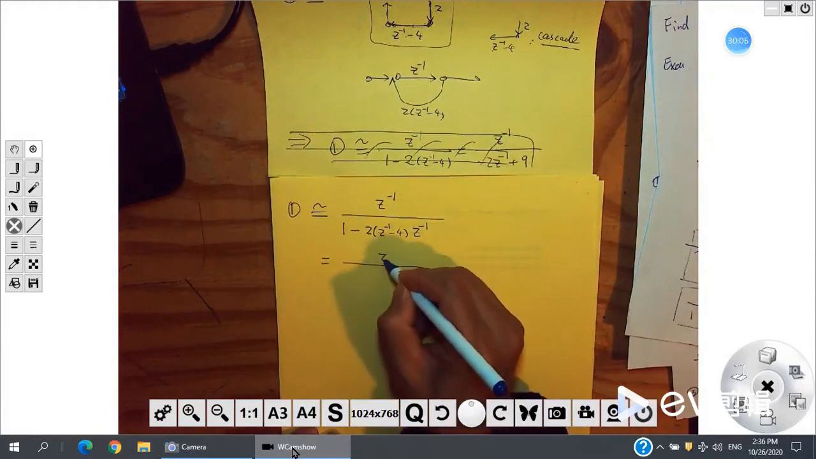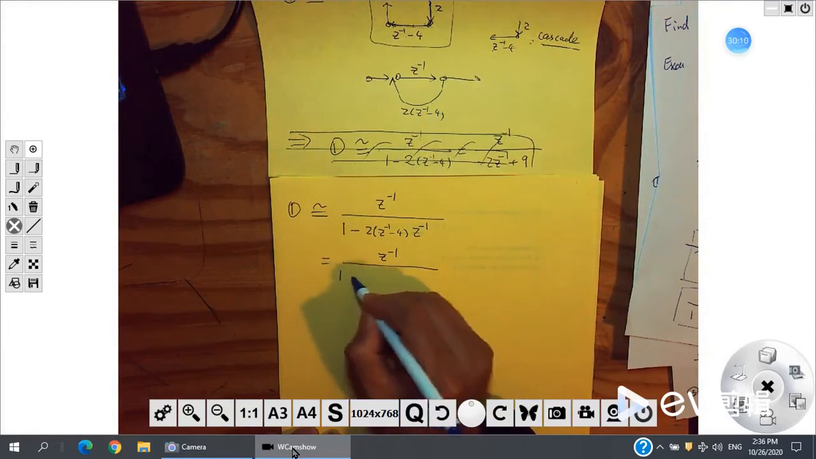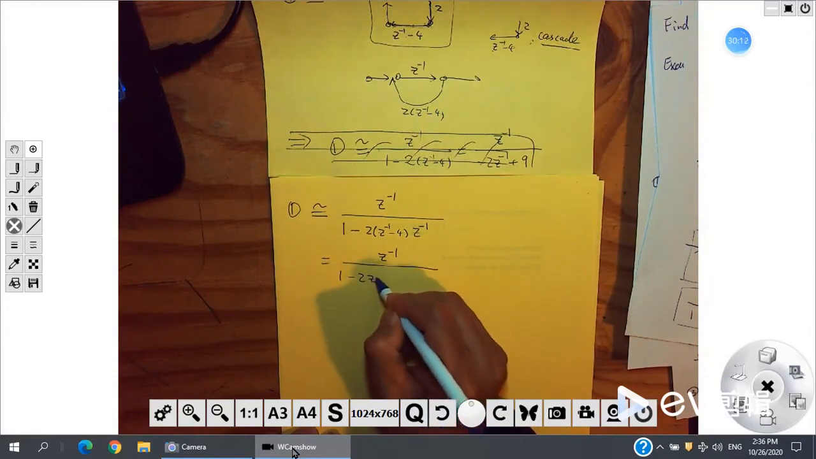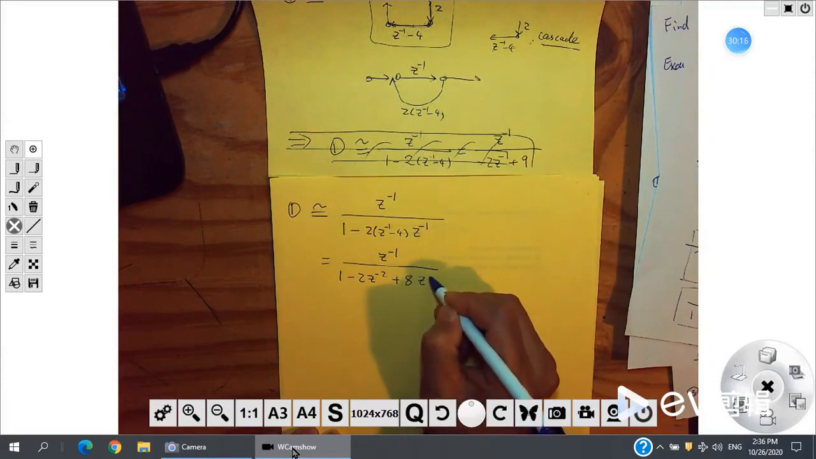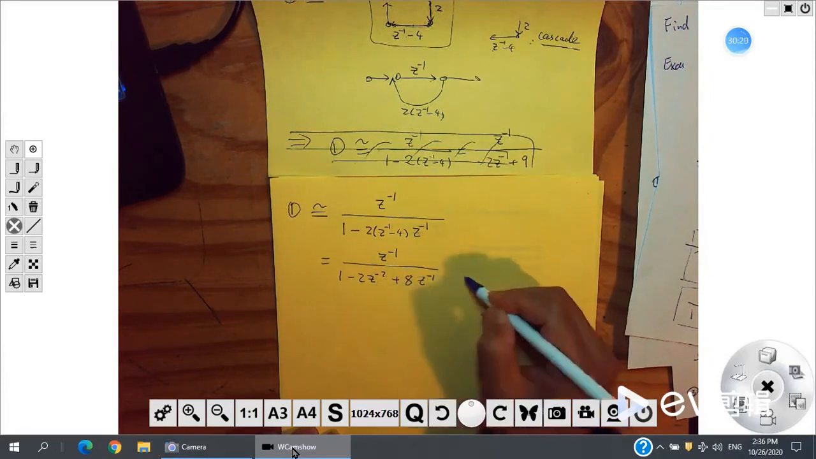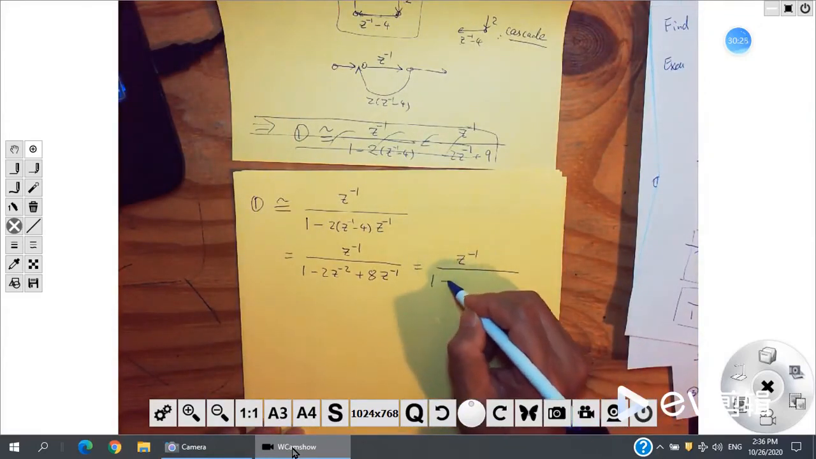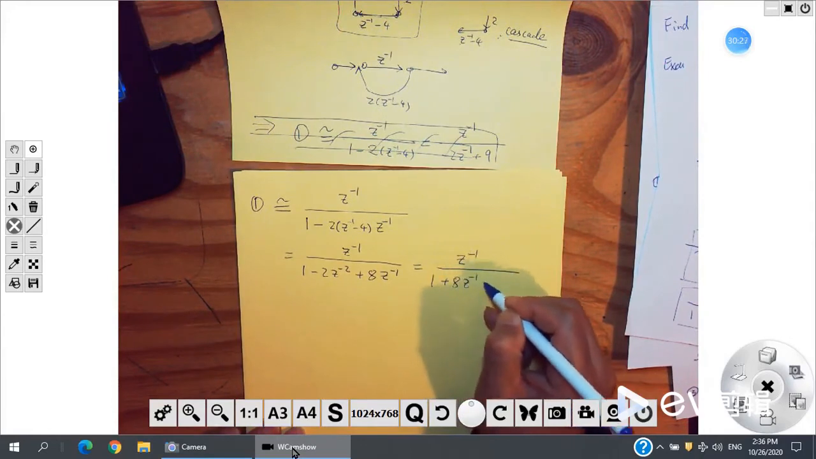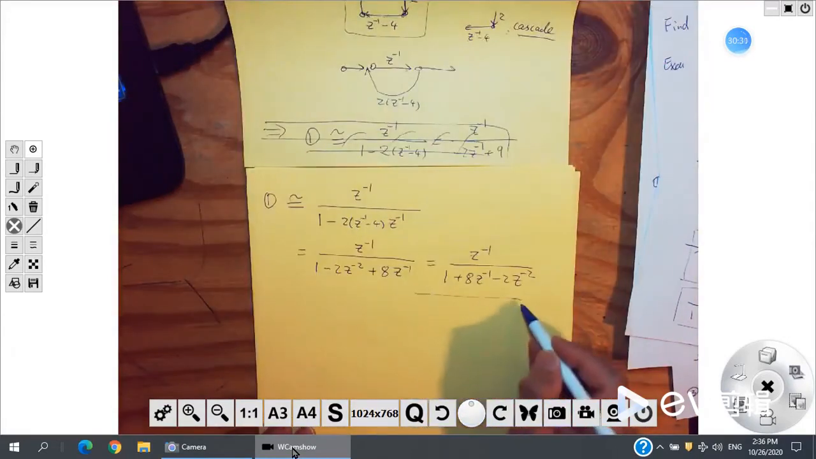And the numerator is the same thing, and the denominator is 1 minus 2 of z to negative 2 and plus 8 times z to negative 1. If I write in the order of z, it will be 1 plus 8 of z to negative 1 minus 2 of z to negative 2. Okay, we have a transfer function that looks like this.